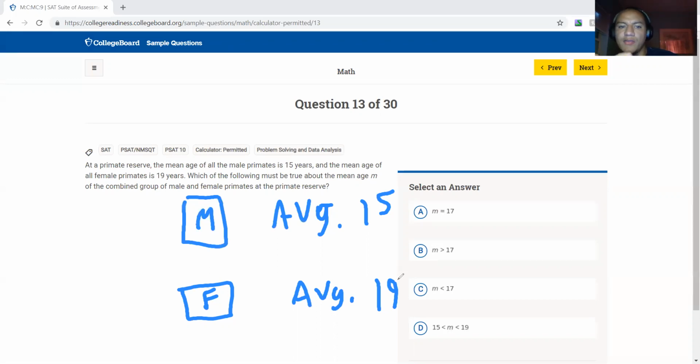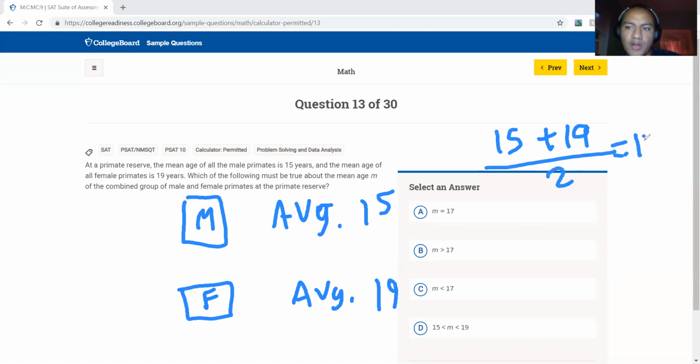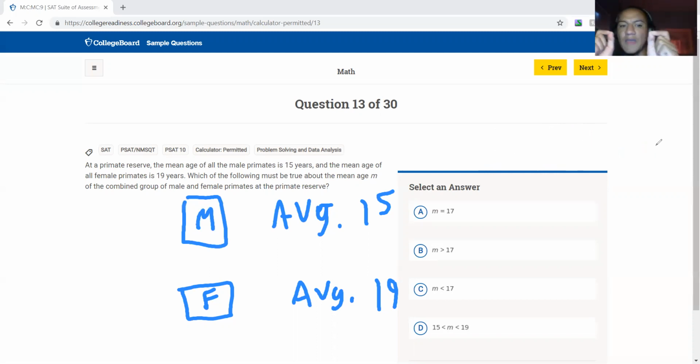Now, common sense would say, well, just simply add 15 and 19, and now you got two groups, divide that by 2, and ta-da, the average is 17. But we got a problem. That's assuming that both groups have equal amounts of monkeys or primates. So that might not be true.